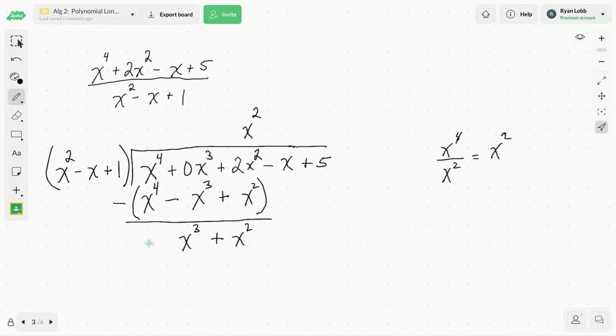Now, currently, this is my remainder, right? This, and then also the minus x plus 5. And what is the degree? The degree is 3, but the degree of my divisor is 2, so I can still divide more.